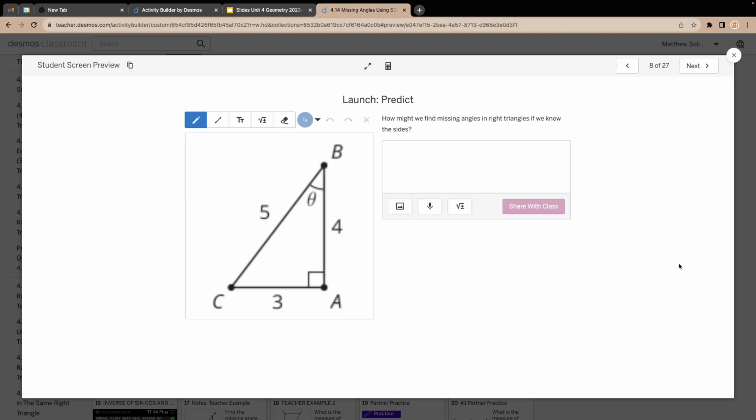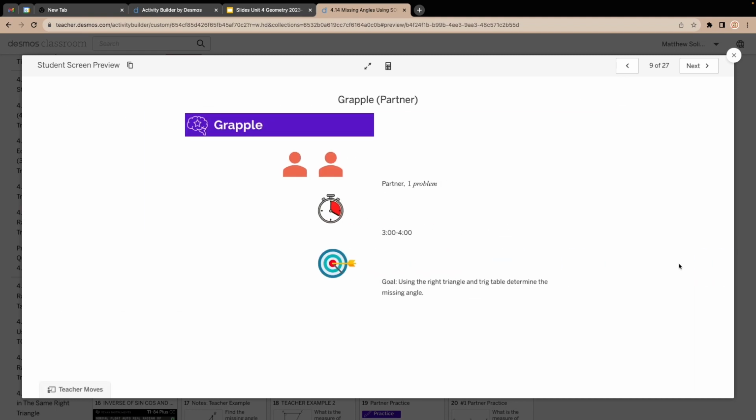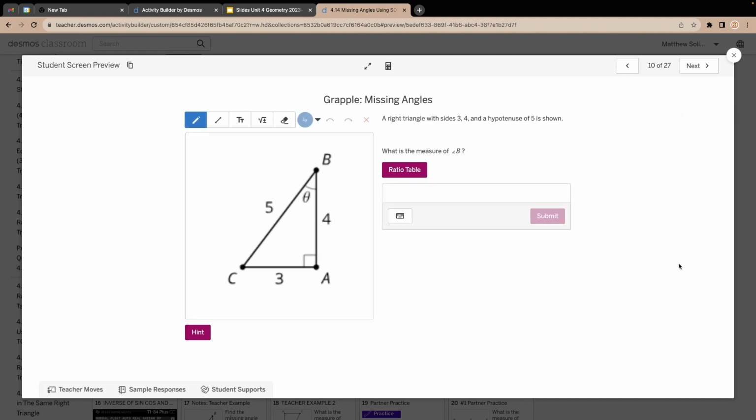So how might we find the missing angle knowing the sides? That is our goal for today. We're going to work backwards. A couple of things that might help us: we're still going to need to label the sides, the opposite, adjacent, and hypotenuse. And we still want to use SOH CAH TOA. So all that stays the same.